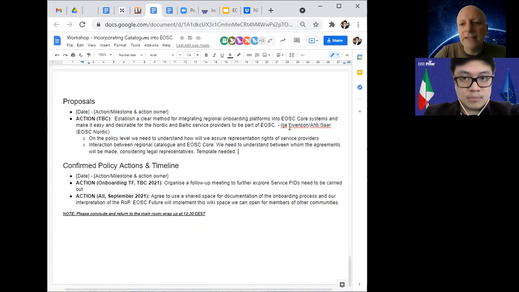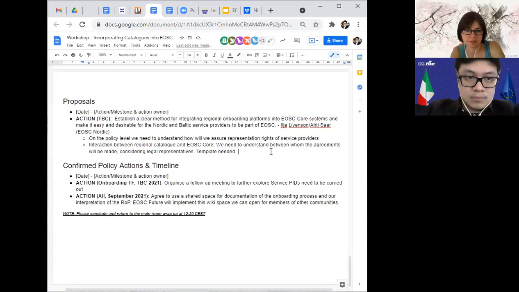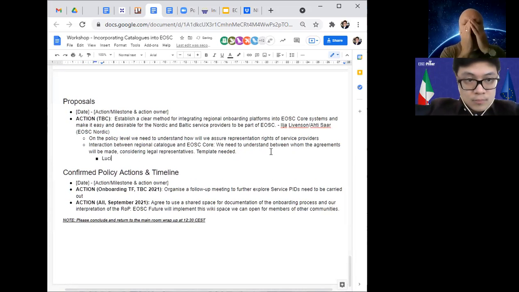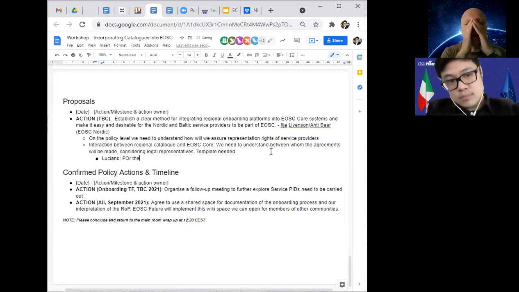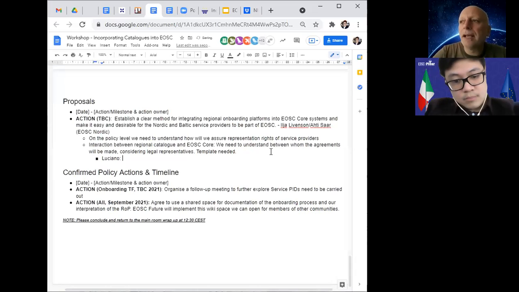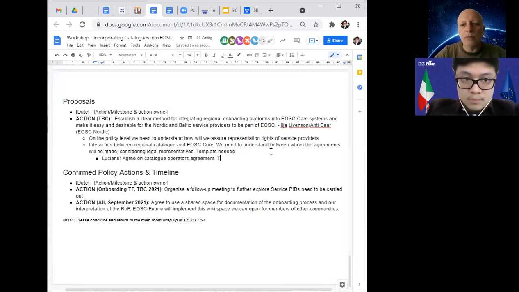May I comment on this? Please go ahead. So for the template for the agreement between the catalog operators, I completely agree. And I think that this could be one of the activities of EOSC Future, specifically Work Package 2. Owen, do you think it is in scope?